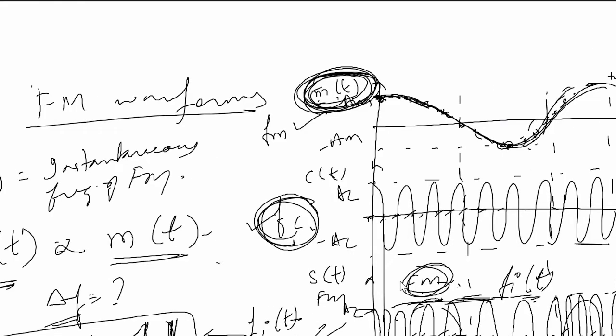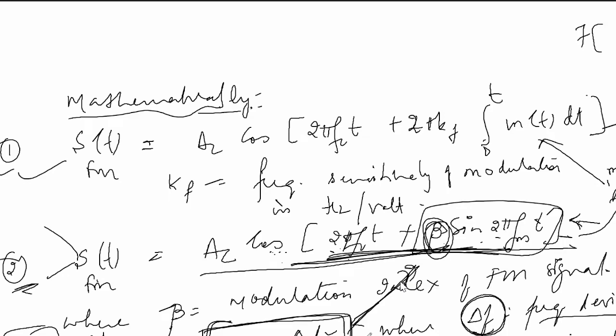Del f cannot be found by the kf into Am formula in the lab, because you are observing the waveform on the CRO, and on the CRO there is no question of finding the constant kf and then multiplying it with Am. That formula cannot be used to find del f. So del f is found by the first formula: the difference between the instantaneous frequency and the carrier frequency. That means the difference between the FM frequency and the carrier frequency for one cycle will give you the frequency deviation, which will be used in the modulation index formula in the lab.